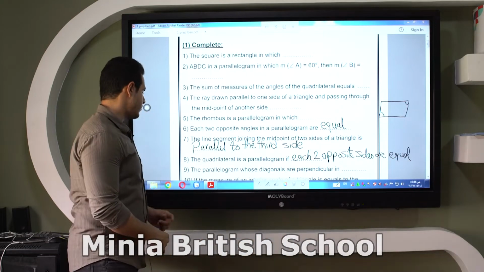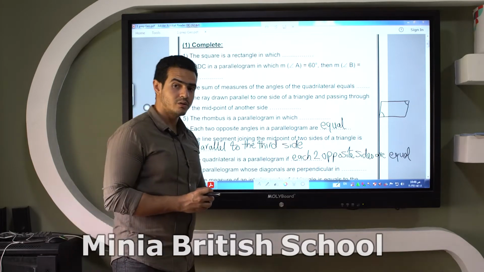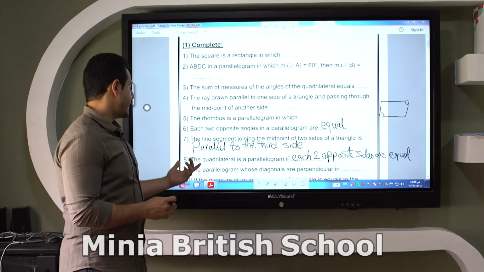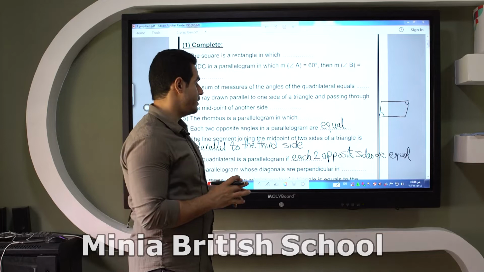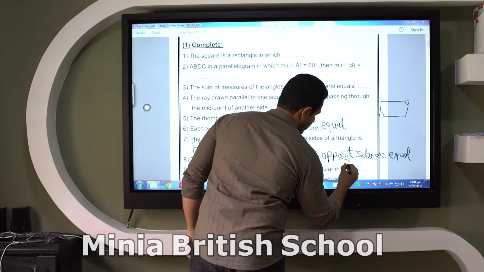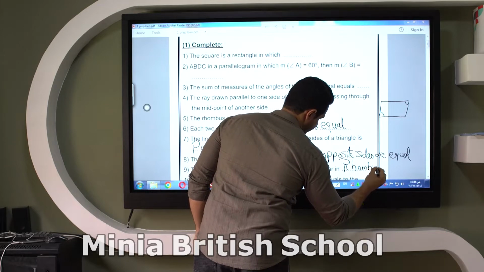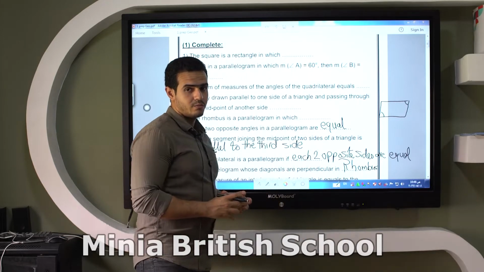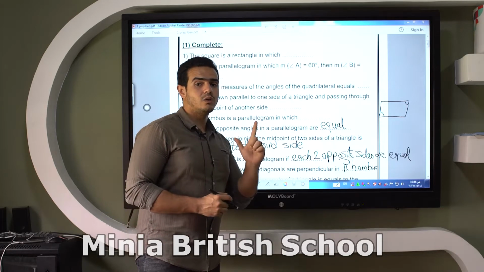Okay. Number 9, the parallelogram whose diagonals are perpendicular is what? Any parallelogram whose diagonals are perpendicular will be a rhombus. Not a square, because if it's a square, the diagonals must be perpendicular and equal in length.